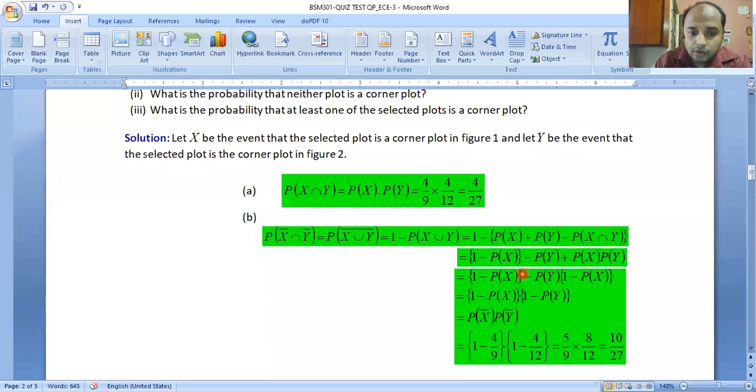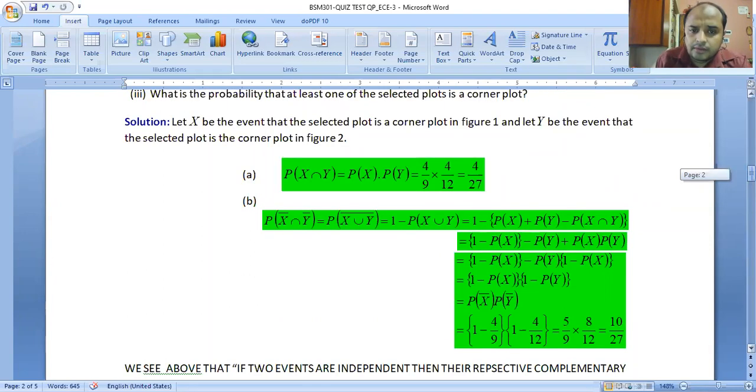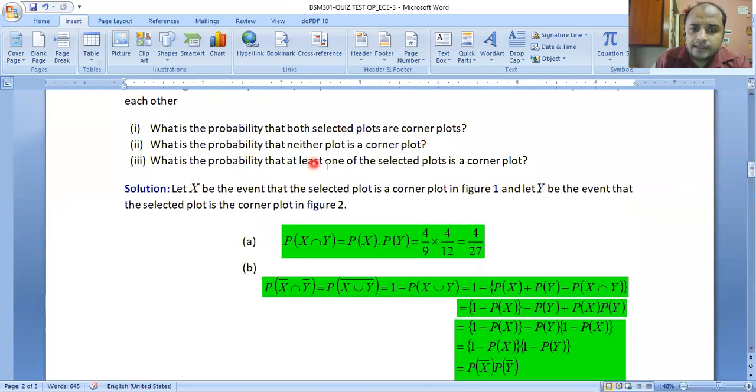So I have noted down this theorem here so that all of you can see. We see above that if two events are independent, then their respective complementary events are also independent. That's why I told you to always apply the axiomatic approach, because something interesting may come out of the problem itself. What was the last problem? What is the probability that at least one of the selected plots is a corner plot?